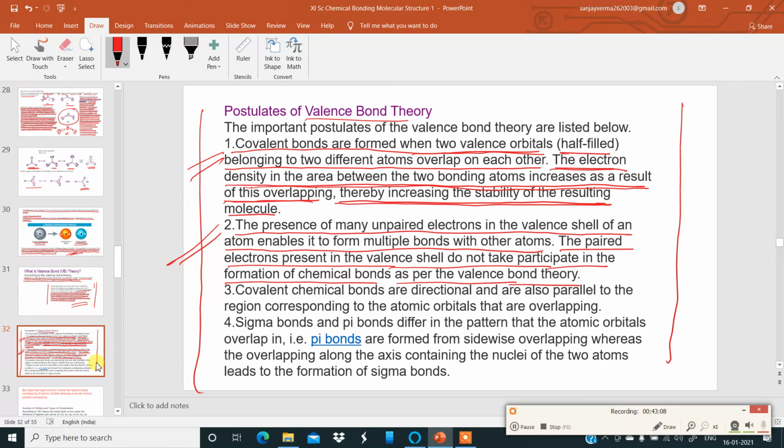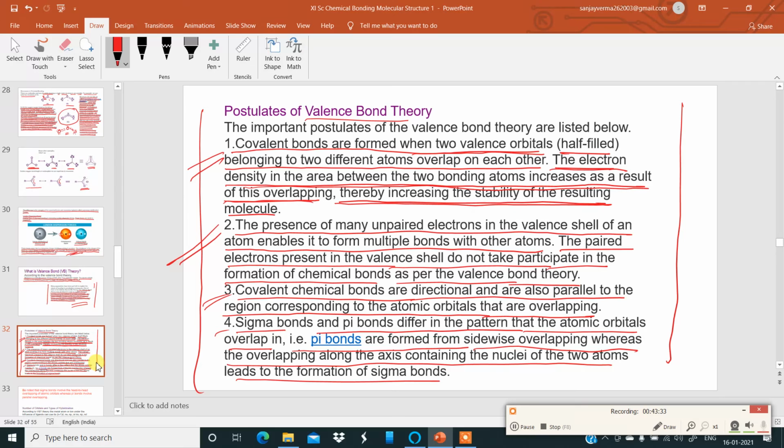Now, the third point is covalent chemical bonds are directional and are also parallel to the region corresponding to atomic orbitals that are overlapping. Sigma bonds and pi bonds differ in the pattern that the atomic orbitals overlap. That is, pi bonds are formed from sidewise overlap of the orbitals, whereas the overlapping along the axis containing the nuclei of the two atoms leads to the formation of sigma bonds.